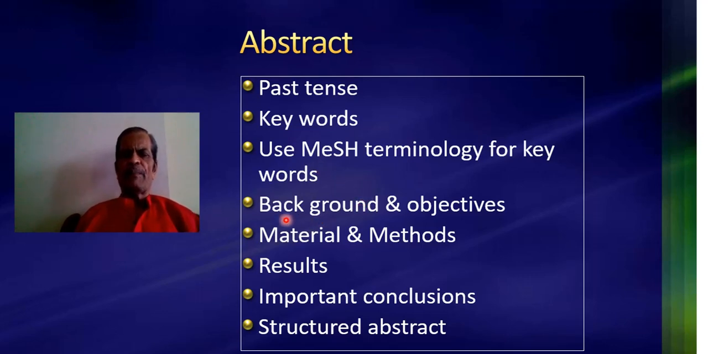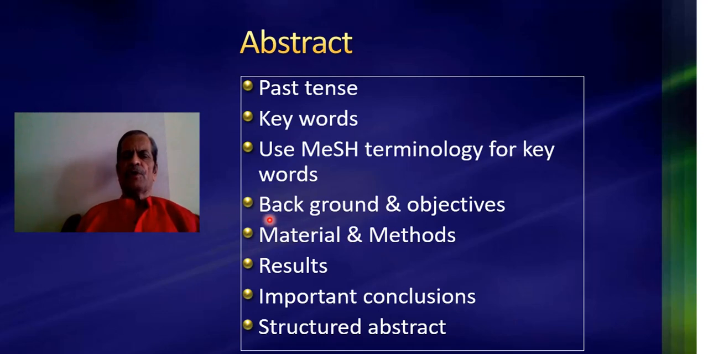Then one should mention the background and the objectives. The abstract could be divided into these parts, that is the background and objectives, then material and methods, results and important conclusions. Many journals expect a structured abstract to be given.